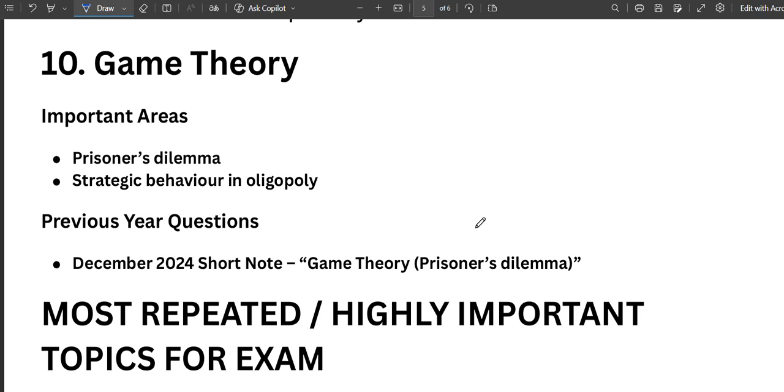Next one is game theory. It has been asked in one of the short notes in December 2024. So refer to what the prisoner's dilemma is, and what strategic behavior in oligopoly is. That was asked one time in December 2024 as a short question.